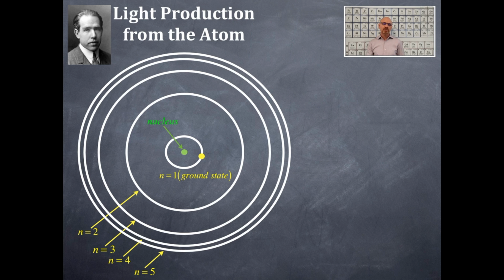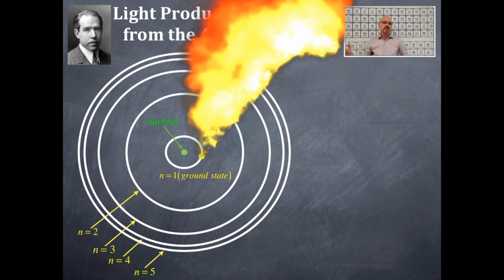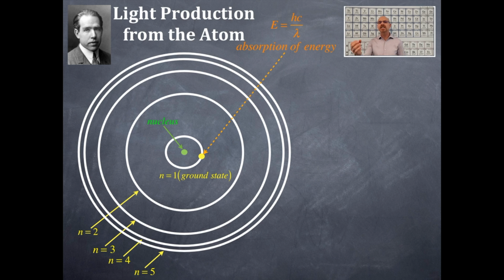Okay, where can we place electrons? Well, first what we need to do is we need to have an input of energy. That input of energy is an absorption of energy. And that energy is equal to Planck's constant times the speed of light divided by the wavelength. That's an important equation for you.